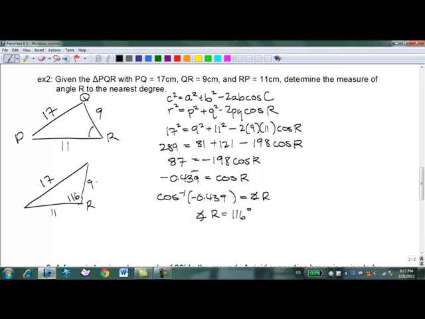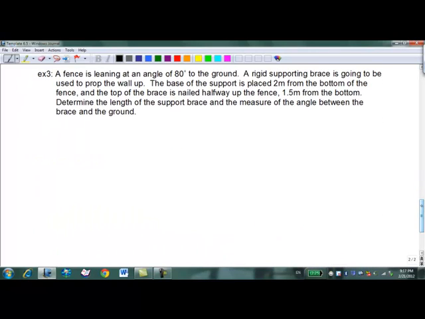Finally, if we take a look at a word problem here, a fence is leaning at an angle of 80 degrees to the ground. Okay, so let's draw a fence. Every good fence has to be some thickness. It's standing at 80 degrees to the ground, so let's draw 80 degrees in there. A rigid supporting brace is going to be used to prop up the wall. Probably a good idea. The base of the support is placed 2 meters from the bottom of the fence, and the top of the brace is nailed halfway up the fence. So nailed halfway up. There's our support brace.